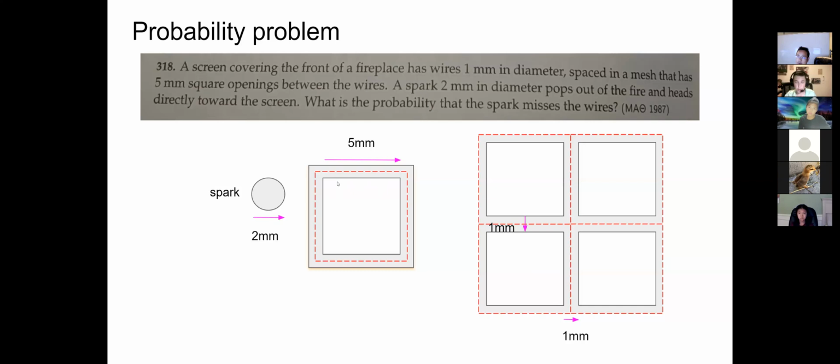So the mesh. The spark has a 25 square millimeter area where it is counted as a miss, and since it's 6 by 6, that's 36. So a 36 square millimeter area where it's counted as a hit for 1 square.